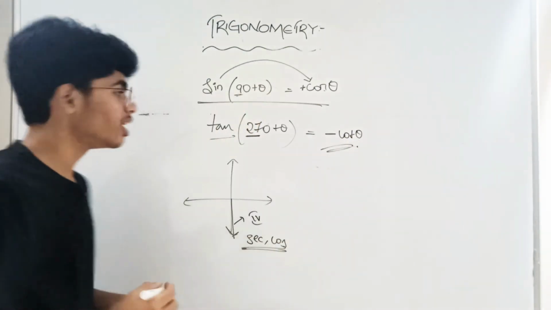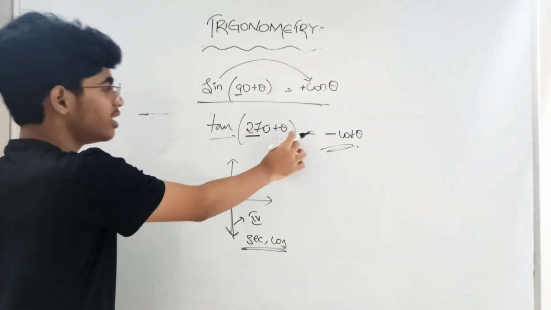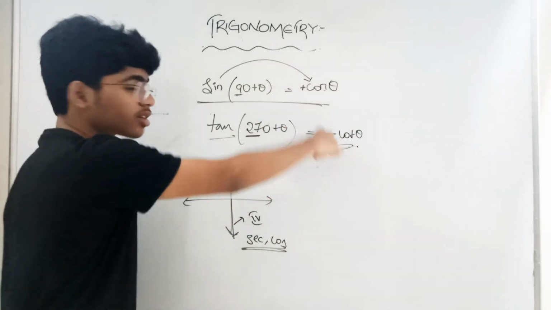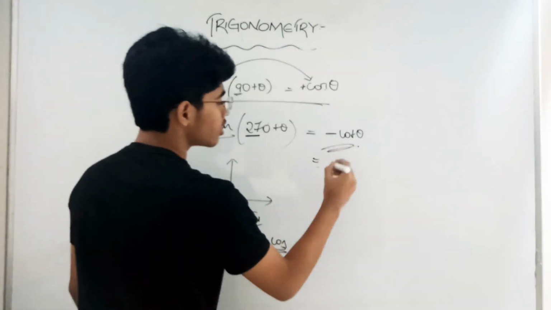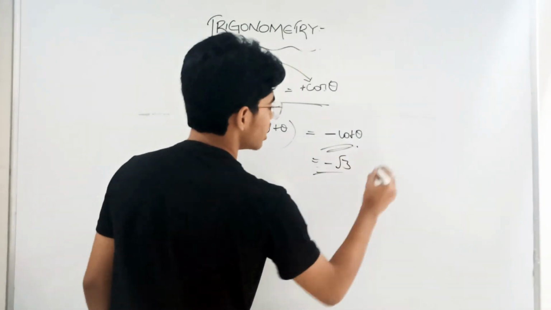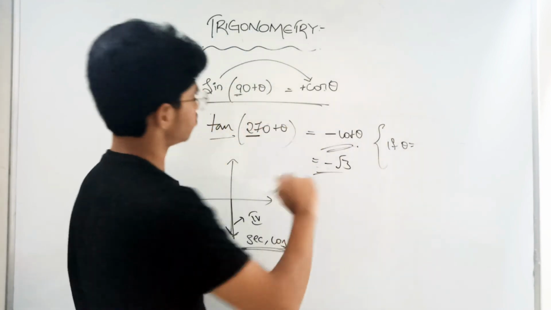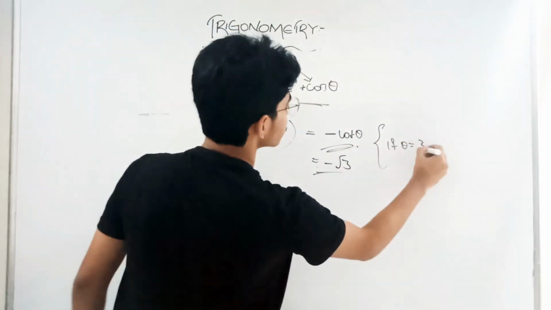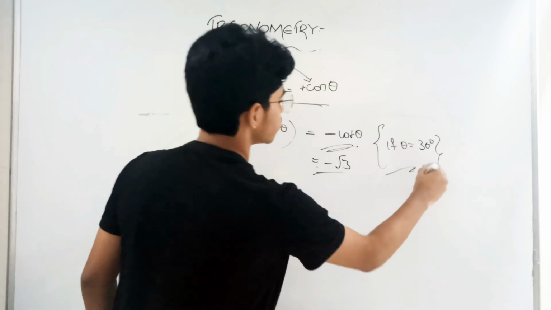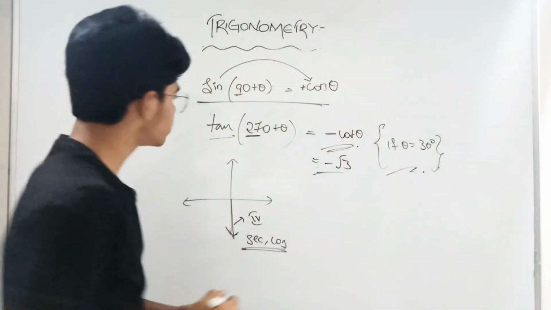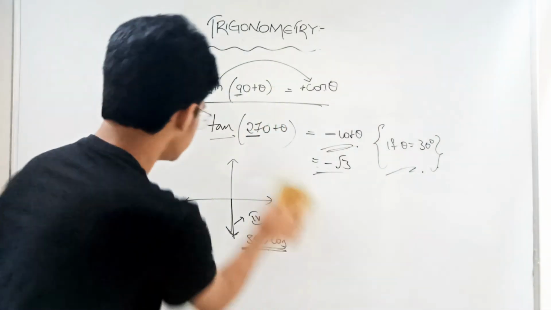Pretty simple, right? So if we take tan 30 in this place, then we get minus cot 30. So what is minus cot 30? Minus root 3, if theta is 30 degrees. That's it. That's very simple.